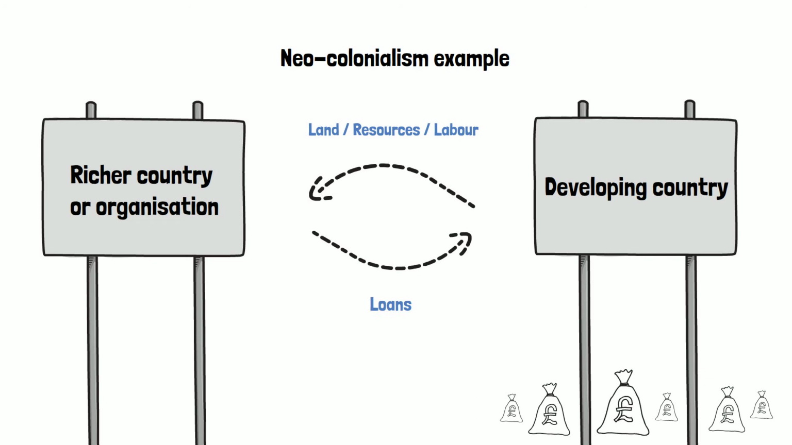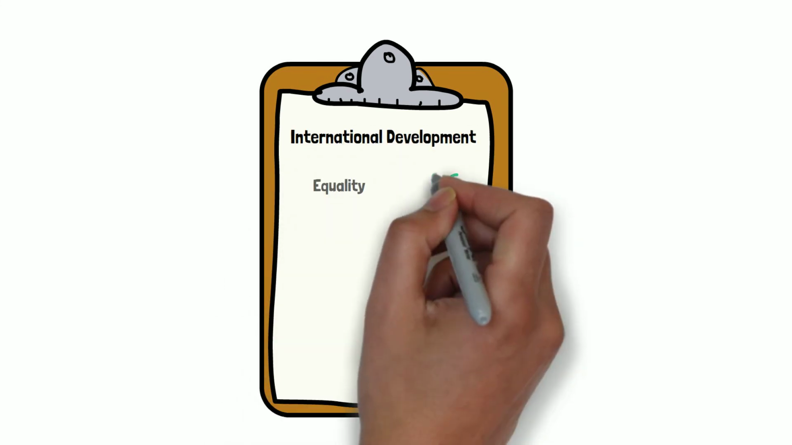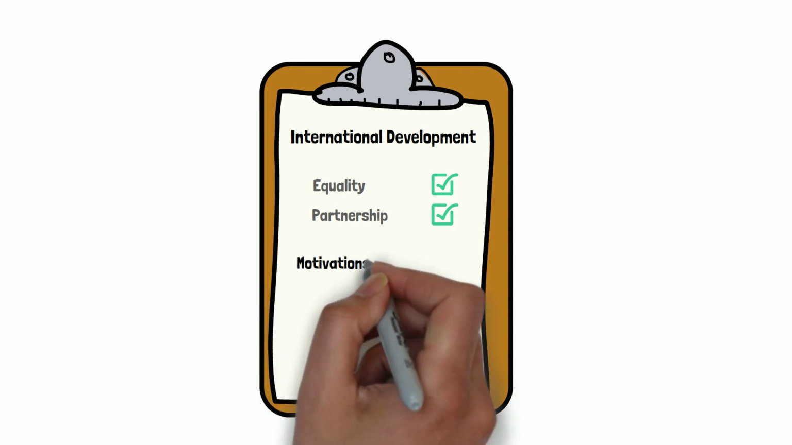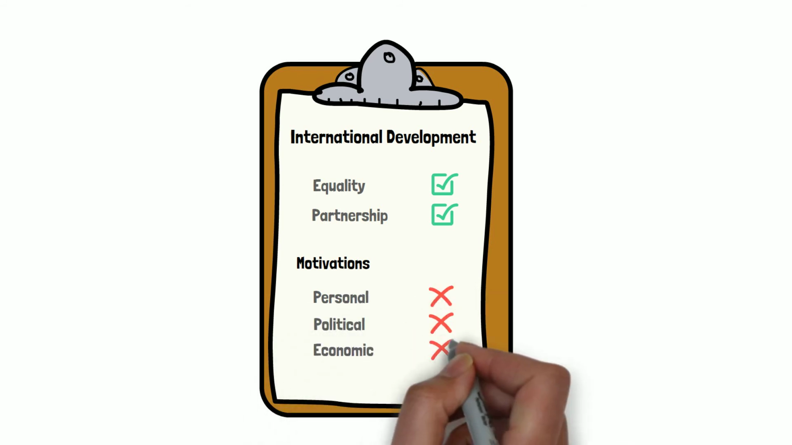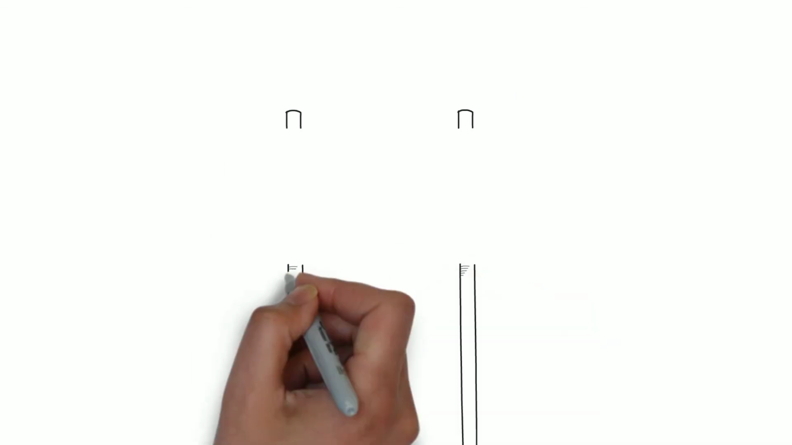Ultimately, these forms of large loans don't enable sustainable change for the recipient countries, and often end up causing more long-term damage. When working with developing countries, it is essential to focus on equality and partnership. It is the job of international development practitioners to facilitate development with no personal, political, or economic motivations. We want to provide support so that developing countries can develop in their own way, not tied to any other country's culture or societal model.